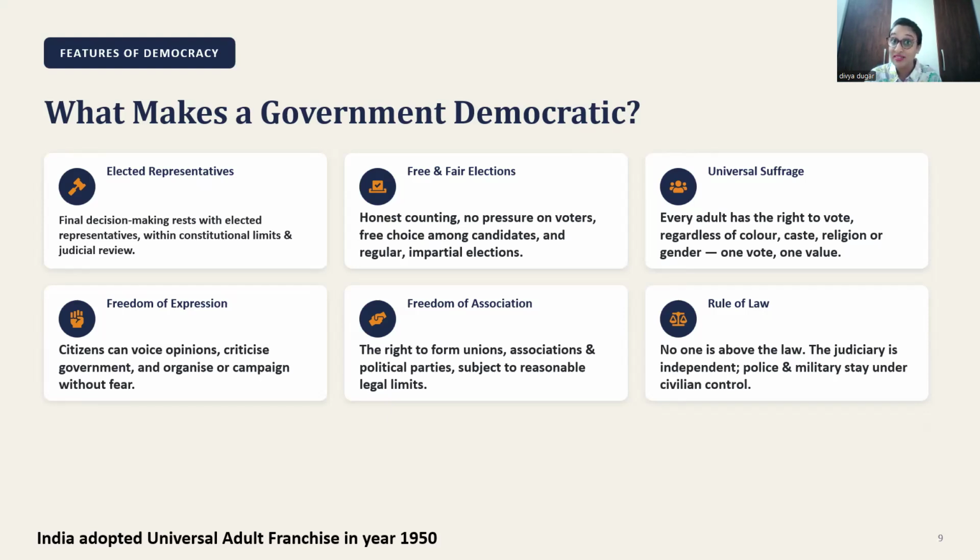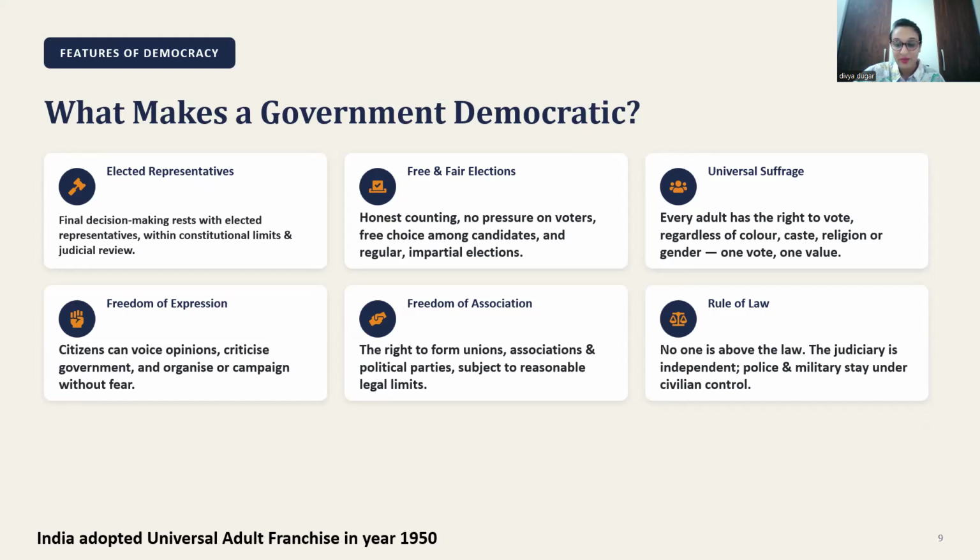And in democracy, one of the very important features is that we have rule of law. Rule of law means no one is above the law. From the president to the farmer, everyone has to follow the same kind of rules. Okay, so these are the important features of democracy. I hope they are clear, students. Let's go to the next feature.